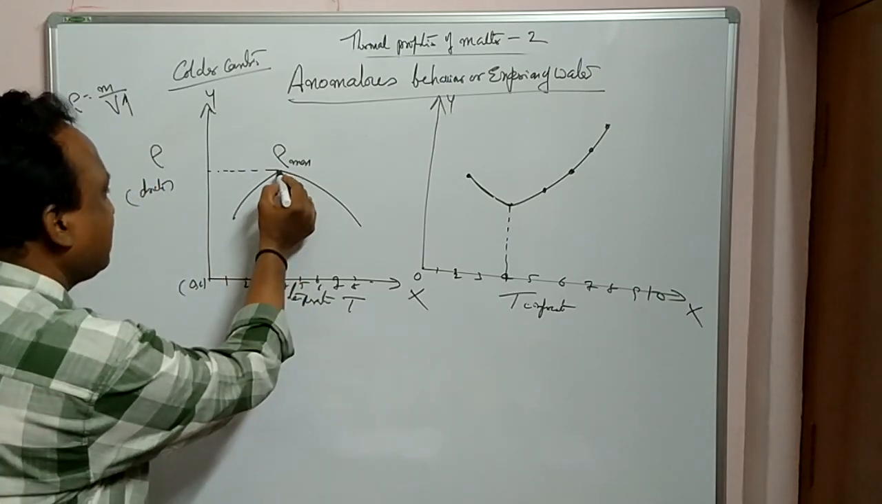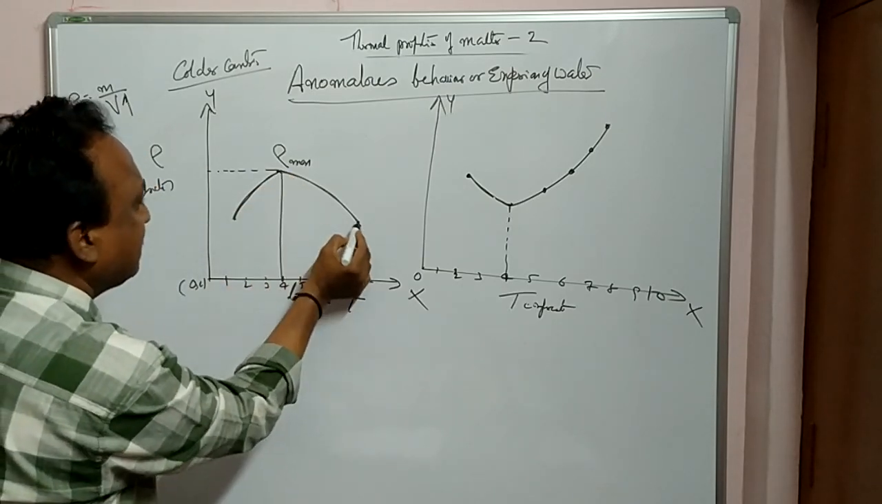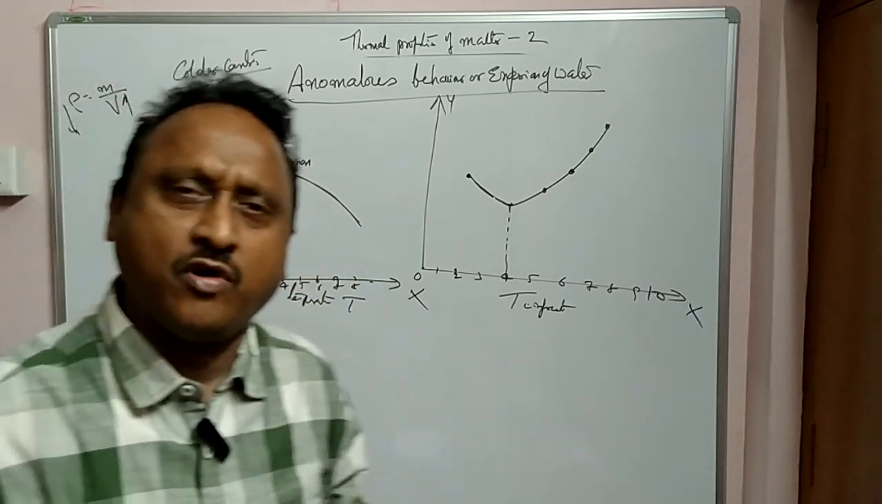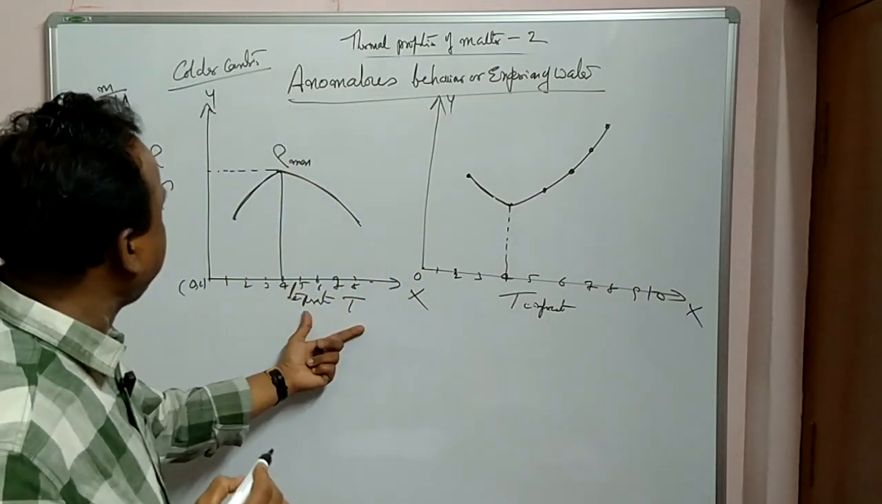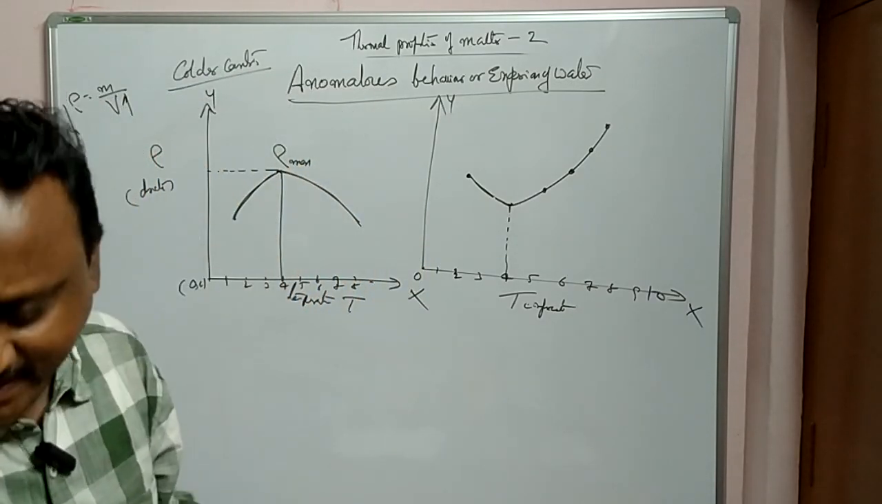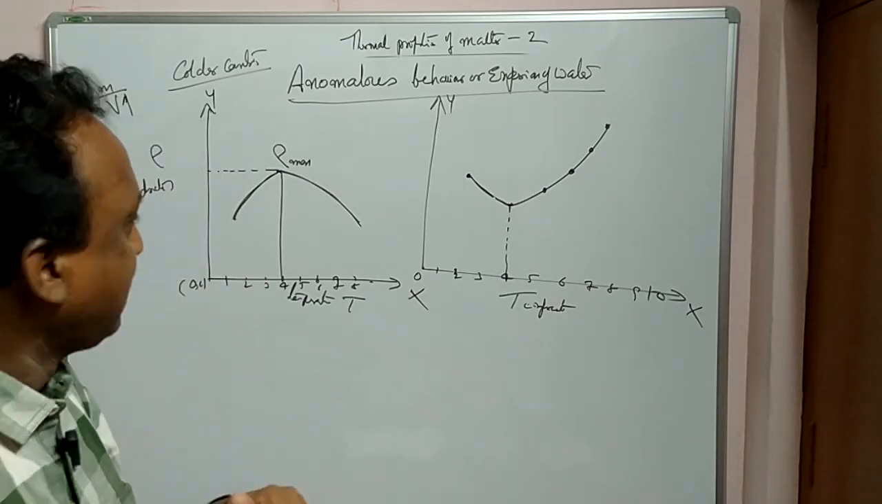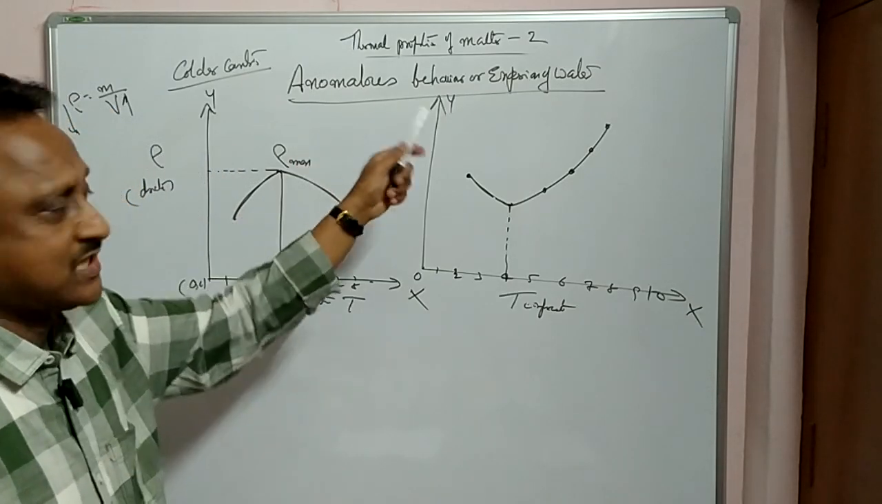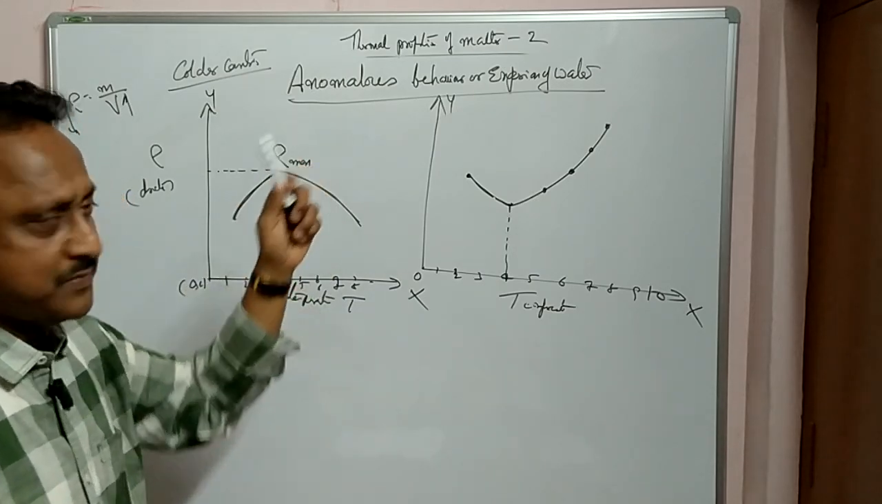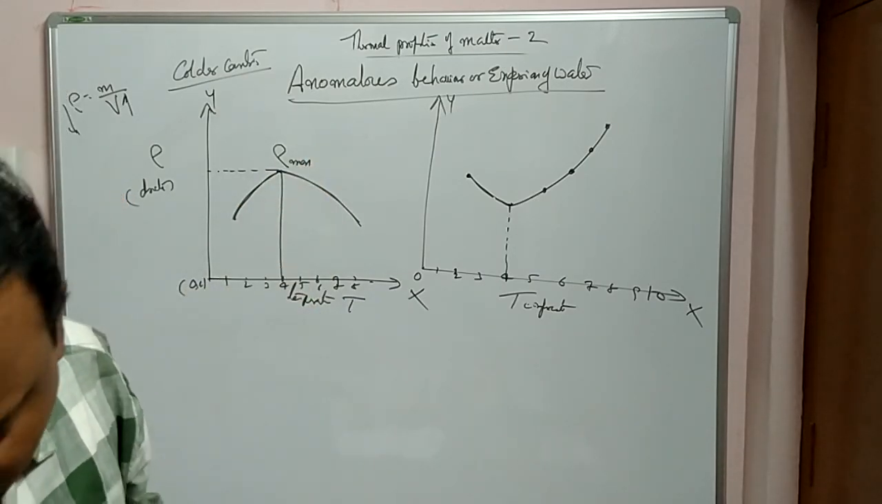So after that it decreases. So this is the graph for density of water, taking temperature on the x-axis and density on the y-axis. Okay. So this is how you can explain the anomalous expansion of water, or anomalous behavior of water.